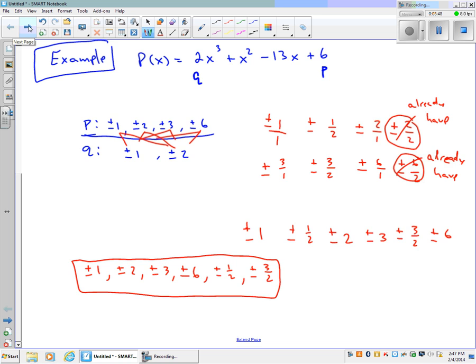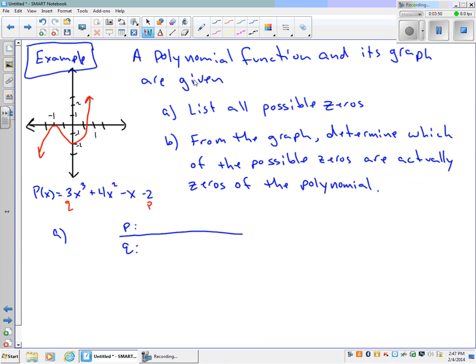So now let's look at the second example. We have a polynomial function and its graph over here on the left. We need to list all the possible rational zeros, and then part B, from the graph, we will determine which of the possible zeros are actually zeros of the polynomial. So again, we need to do the p over q. This time the p is 2, so we have positive, negative 1 and positive, negative 2. Those are the factors of 2. And then the factors of 3, we have positive, negative 1 and positive, negative 3. So less numbers, we will have less possible zeros.